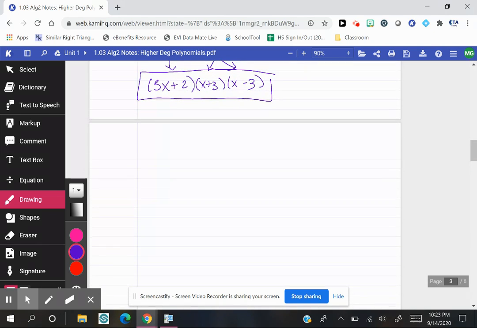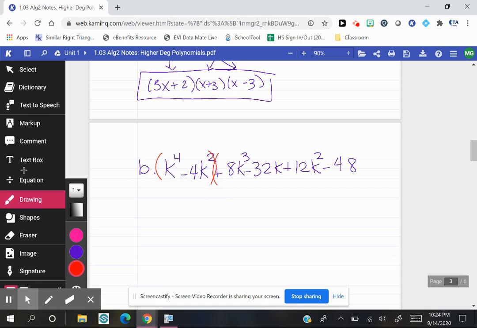All right, and then we'll do letter B. So B is a little bit longer. K to the 4th minus 4k squared plus 8k to the 3rd minus 32k plus 12k squared minus 48. Notice this has been rearranged to kind of help you, but they could give this to you and you could have to rearrange it on your own so that it works out nicely. All right, we're gonna group by 2's here. So the first 2, the second 2, and the last 2.